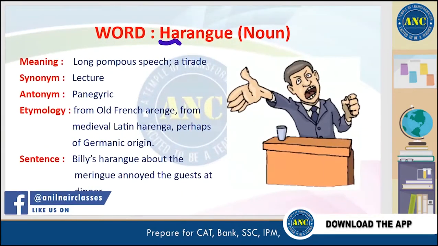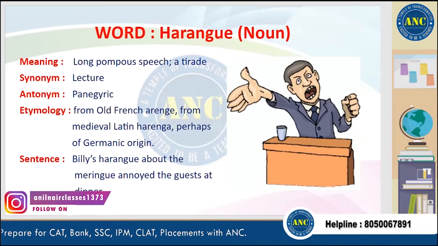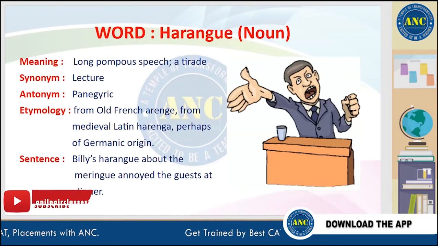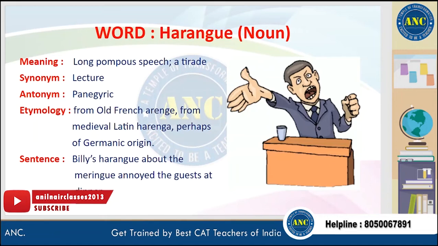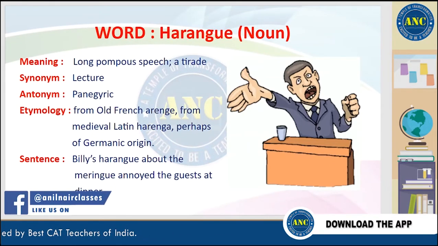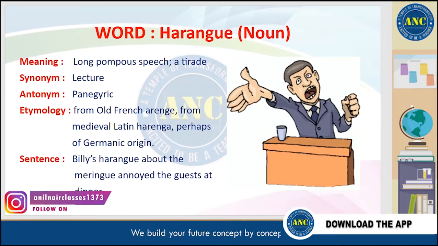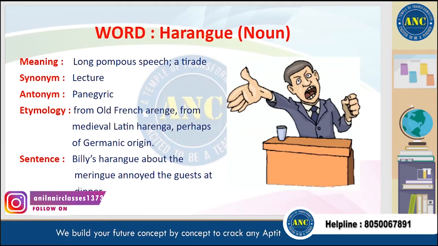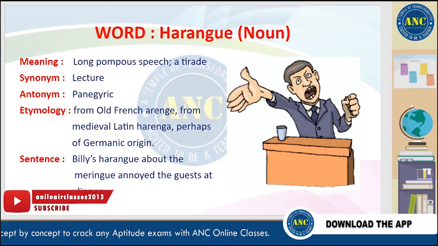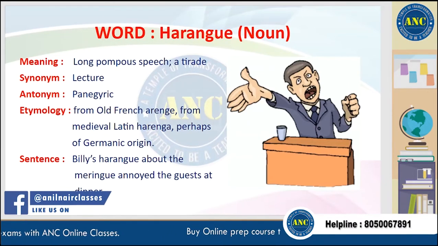The next word is harangue. Harangue refers to a long, pompous speech or a tirade. A synonym for it is a lecture, and an antonym is panegyric. The etymology is from an old French word or a medieval Latin word, or it can also be of Germanic origin. We're not really sure about this. A sentence is, Billy's harangue about the meringue annoyed the guests at dinner. For those of you who don't know, meringue is this sort of dessert.